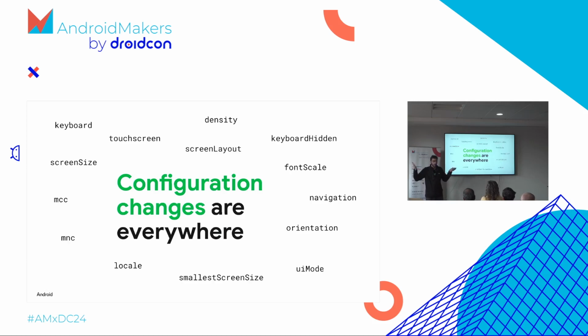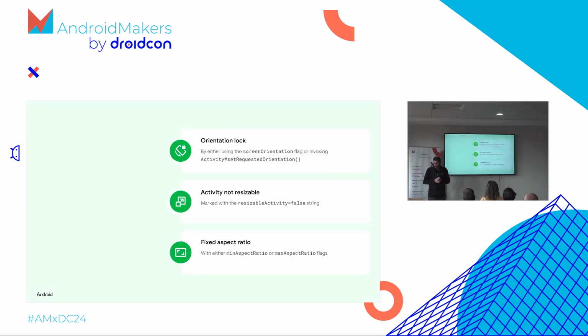And much more. So you quickly realize there are a lot of configuration changes, and probably trying to handle all the corner cases is not the best solution. Okay, you can say, I can avoid some of them. You know, like I request a specific orientation. I specify in the manifest my activity is not resizable, so please do not resize it. I even specify a fixed aspect ratio that I want to maintain.